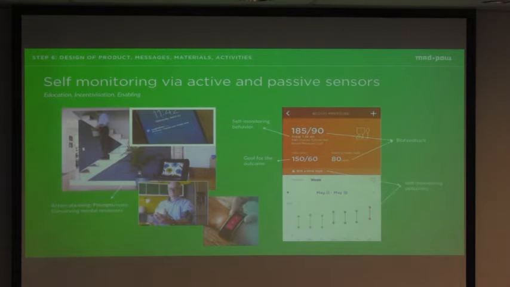And then as we get into a routine, we have self-monitoring via both active sensors like a blood pressure cuff where you actually have to do something, or passive sensors like an activity band. And there, with those passive sensors, we're using the behavior change technique of conserving mental resources. So trying to take as much burden off the person so it's easy for them to change their behavior. We also have reminders, which is a form of action planning, another technique.